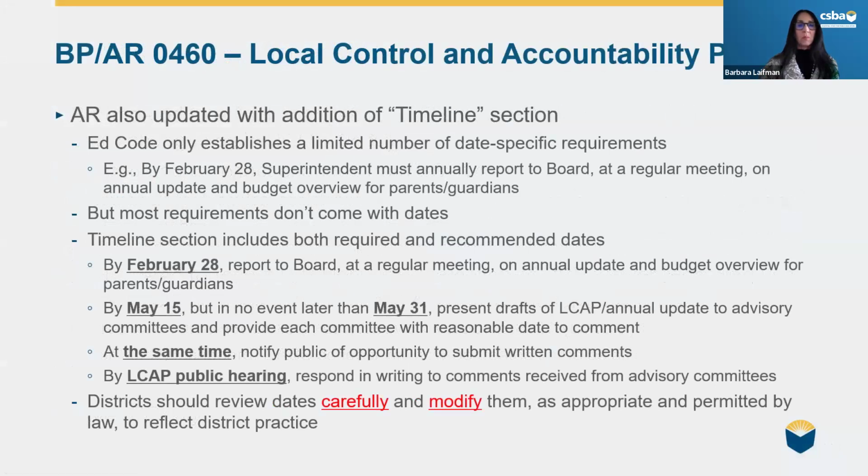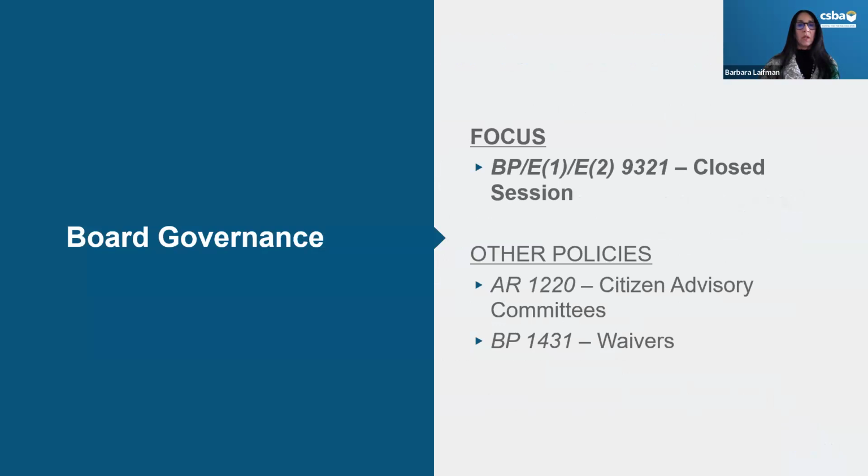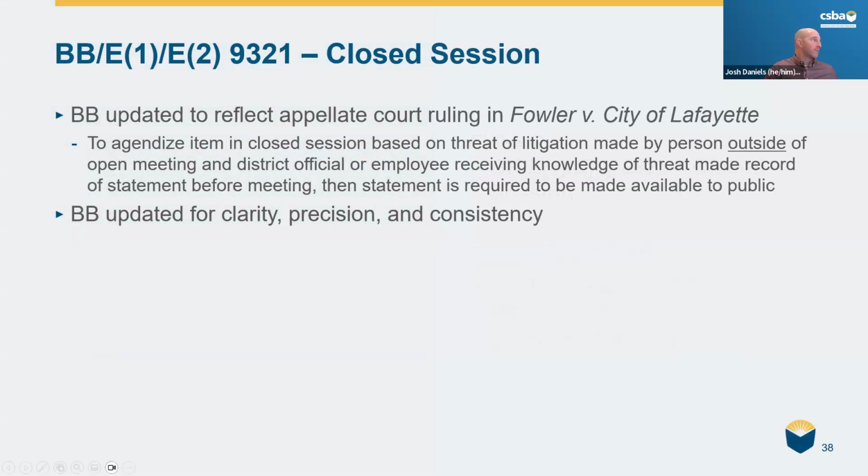Next, Josh and Bob will lead a discussion about board governance, which is our last section for today. Before I turn it over to Bob, just a quick overview. We're going to focus on 9321, which has one board policy and 2 exhibits, and then we're going to briefly touch on 2 others. I will turn it over to Bob to start us off.